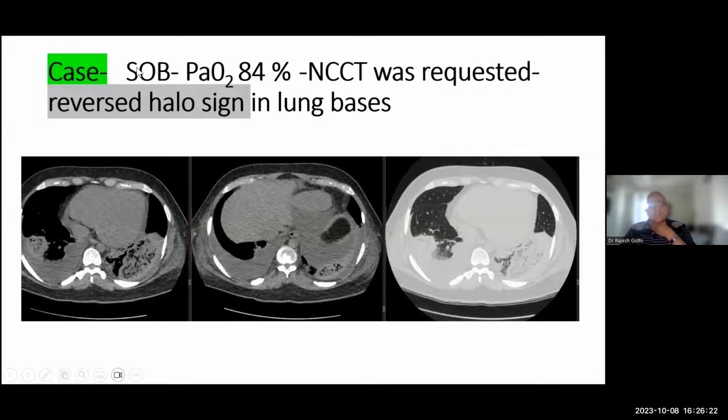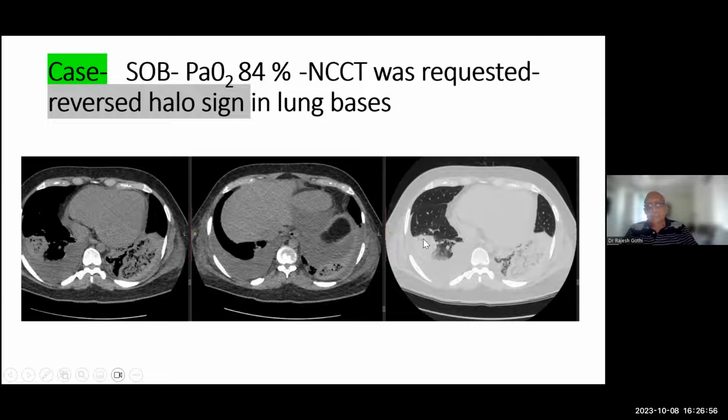Another patient now came with acute shortness of breath. PO2 at that time was 84%, and NCCT was requested. And in the NCCT, we are seeing what is called a reverse halo sign in both lung fields. A reverse halo sign means that the periphery of the consolidated area is dense and the central area is lucent, bubbly in appearance. This reverse halo sign was earlier described only with infections. But now we know that there are several causes of this reverse halo sign.